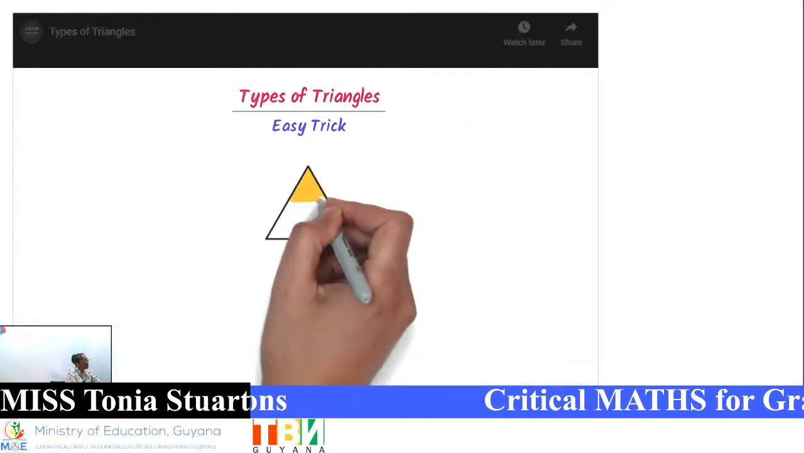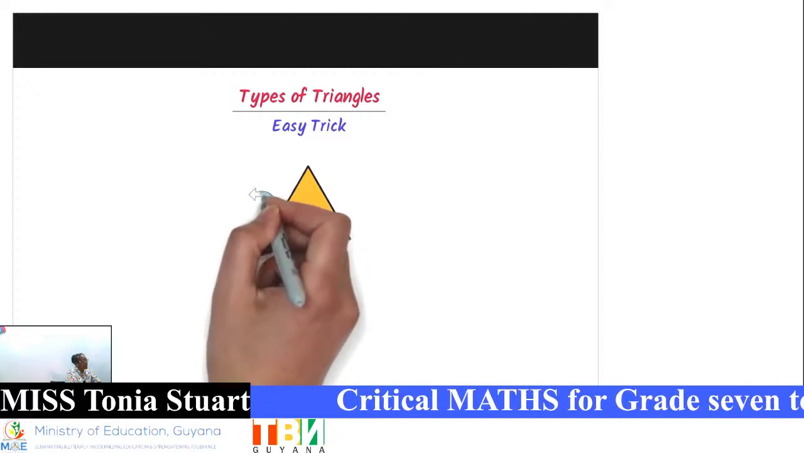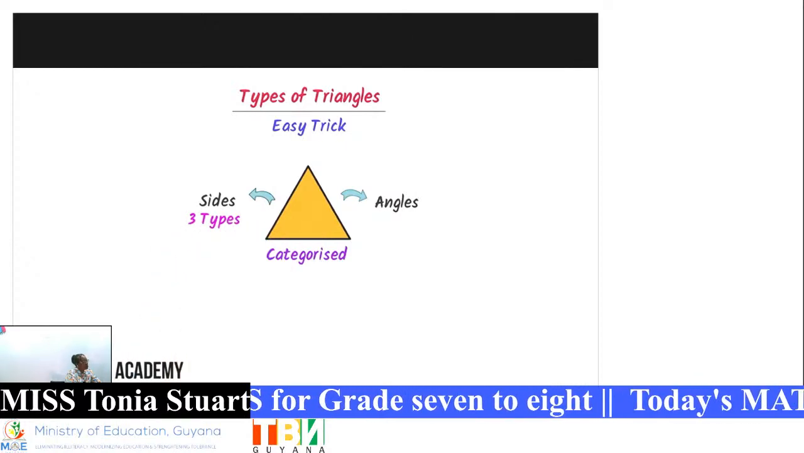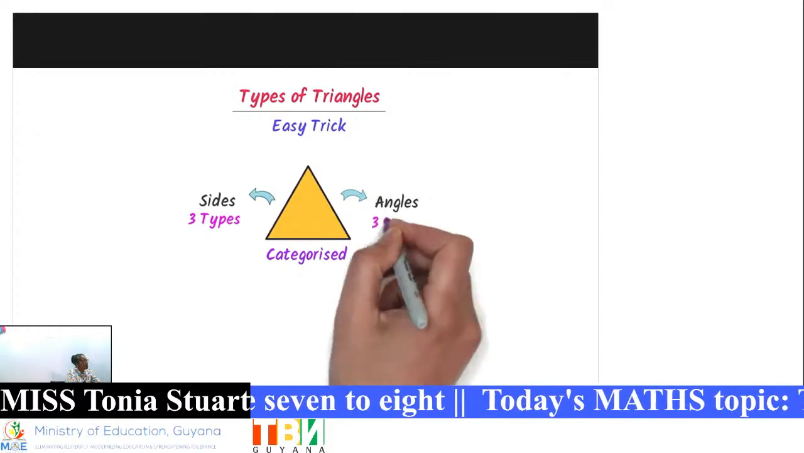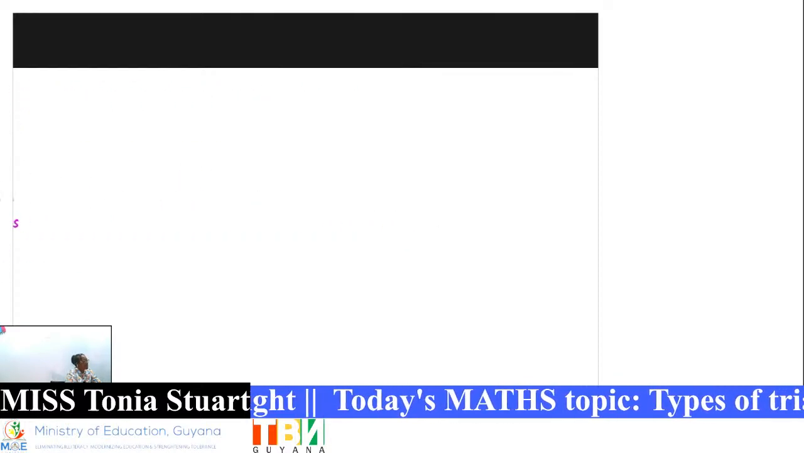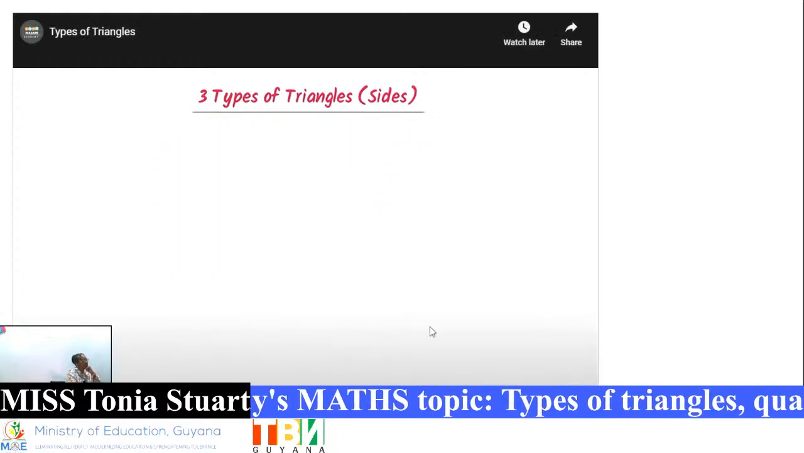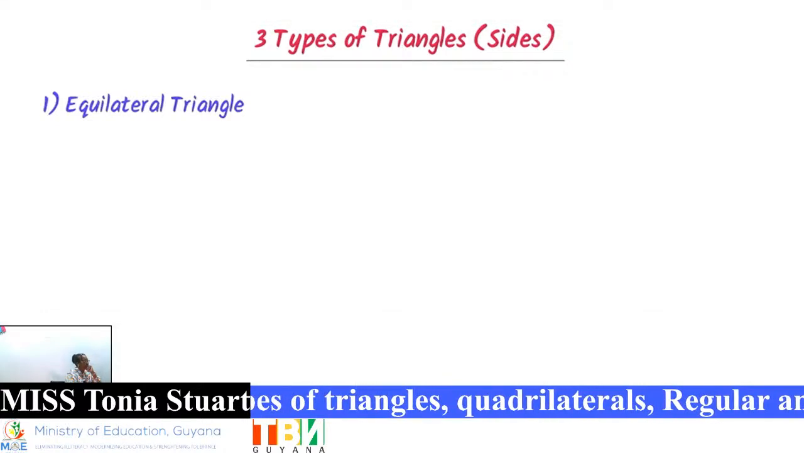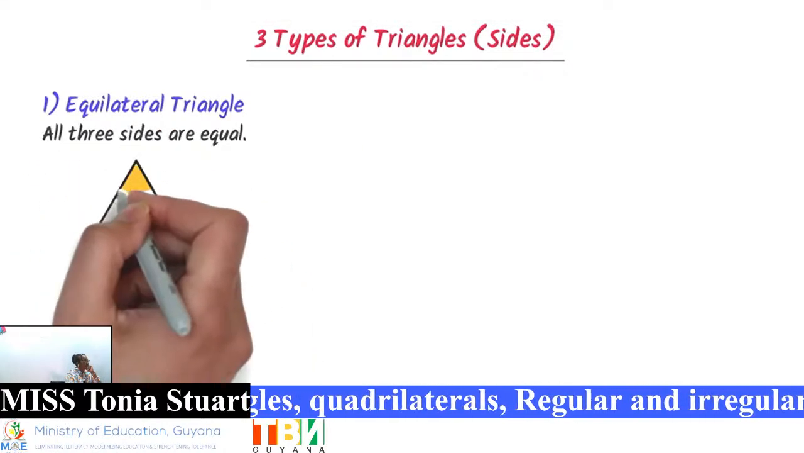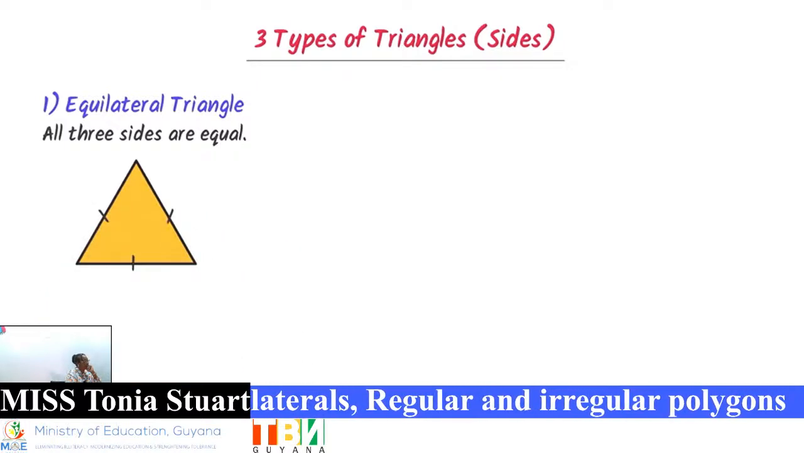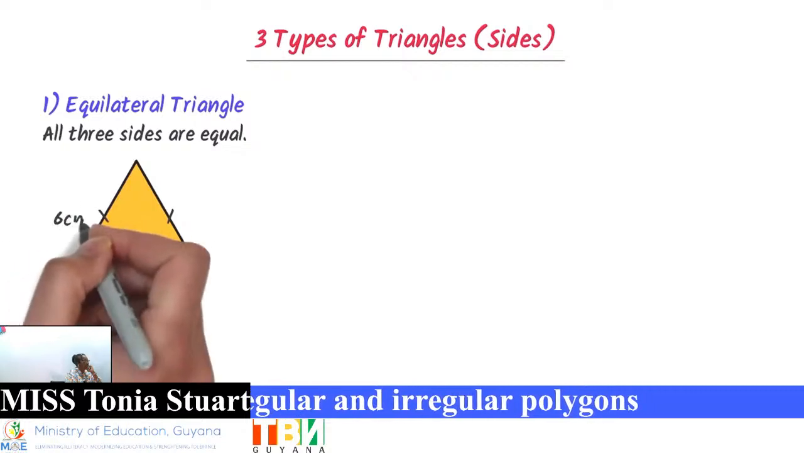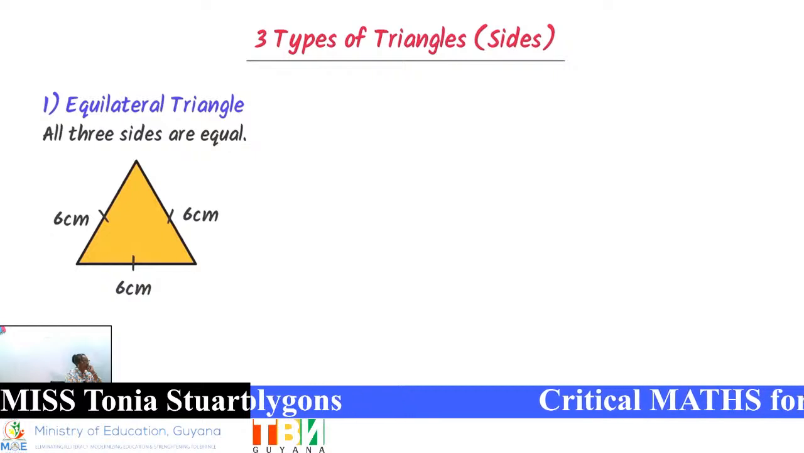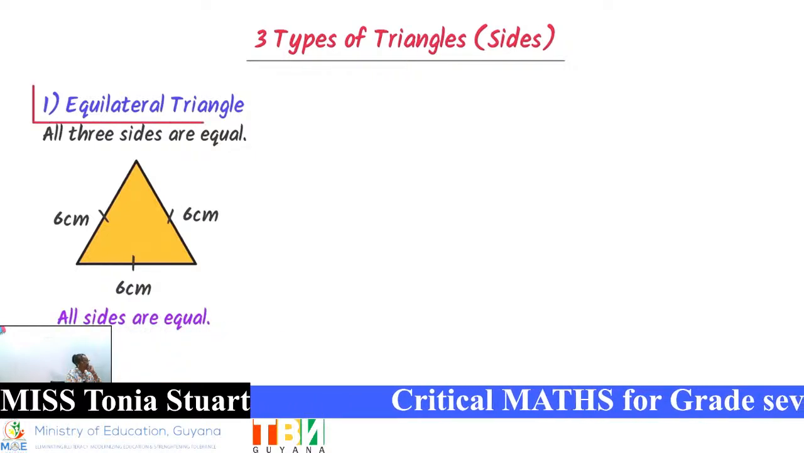Well, all triangles are categorized on the basis of sides and angles. According to sides, there are three types of triangles. Similarly, according to angles, there are also three types of triangles. Firstly, we will learn the three types of triangles on the basis of sides. The first type of such triangles are equilateral triangles. In equilateral triangles, all three sides are equal. That's why we put single dash on all three sides. For example, in this triangle, this side is 6 cm, this side is 6 cm, and this side is also 6 cm. Here, all sides are equal, so we call it equilateral triangle.